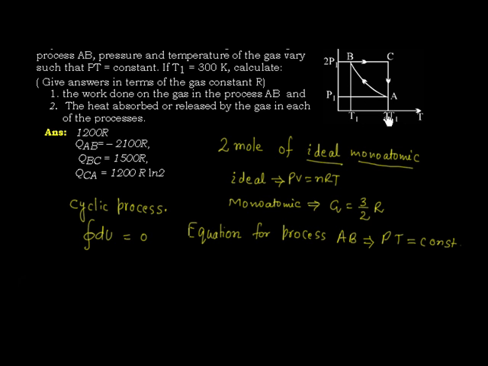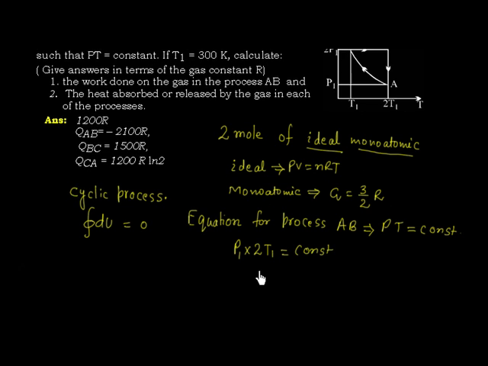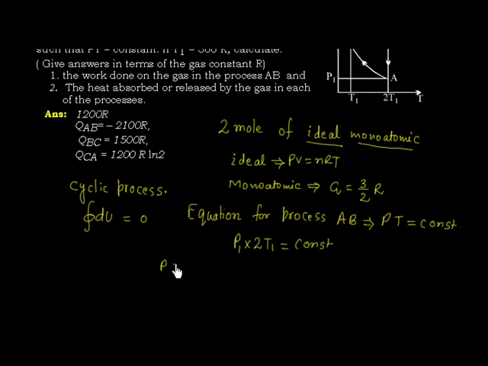You see here P1 into T2, which is 2T1. So 2P1 T1 is the constant. Here also you see 2P1 into T1, so that is 2P1 T1. So what is the value of the constant? If I plug in the value, P1 into 2T1 equals the constant. So now I know the equation: PT equals 2P1 T1. This is the equation for process AB. Are you getting or not?